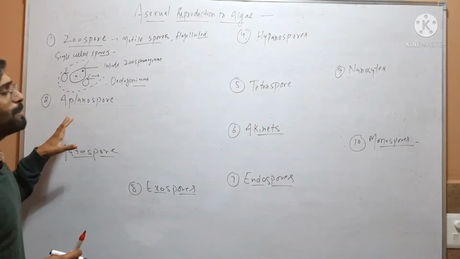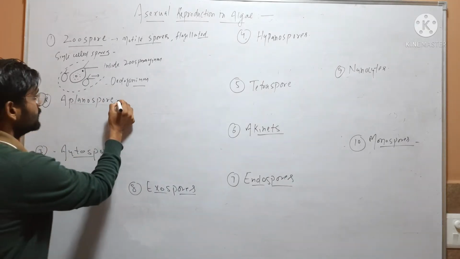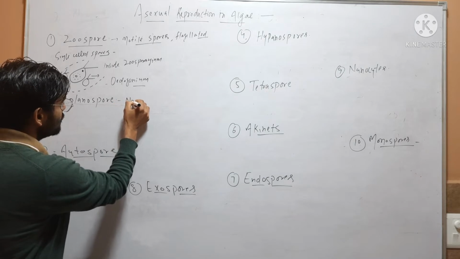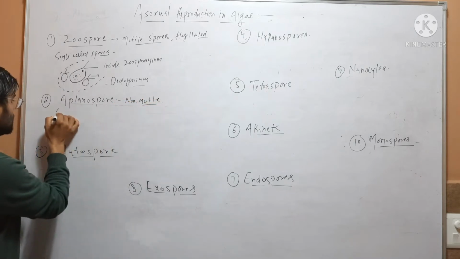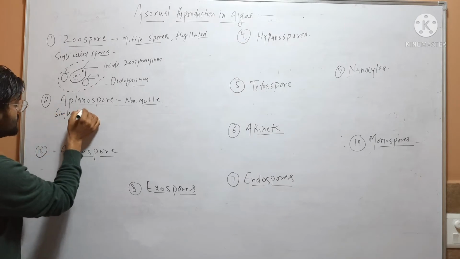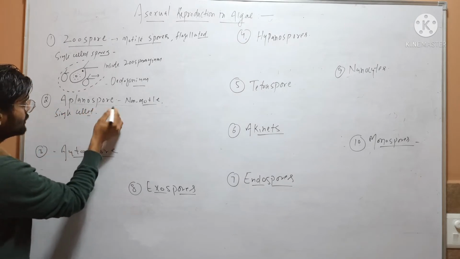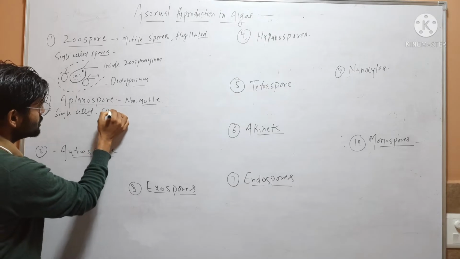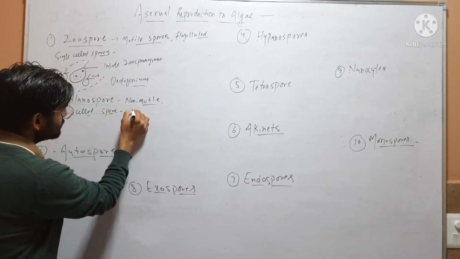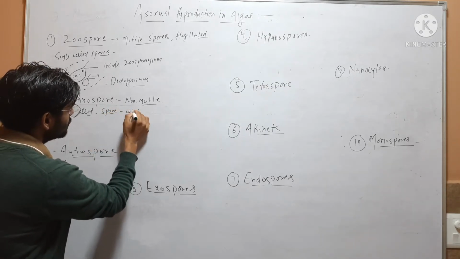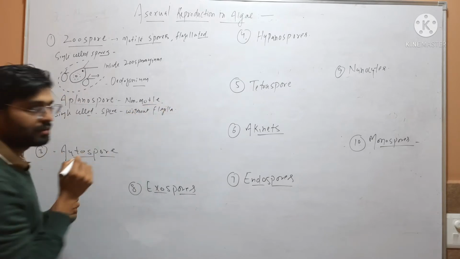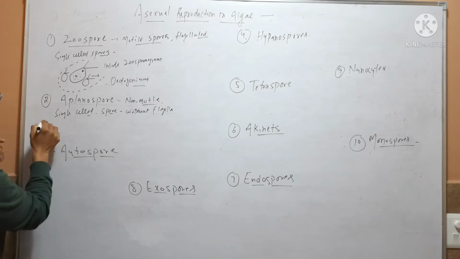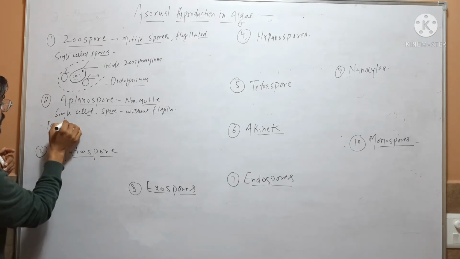So next is the aplanospore. It is a non-motile single-celled spore which is without flagella. So it is formed in terrestrial algae.